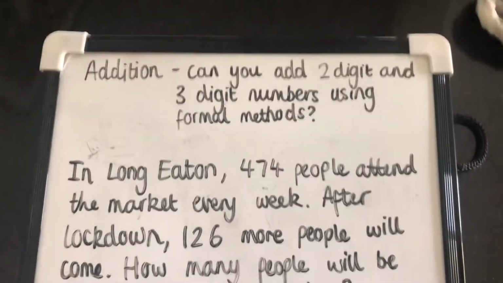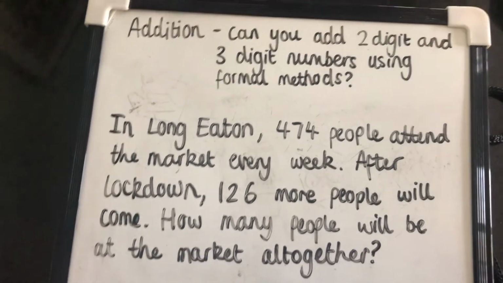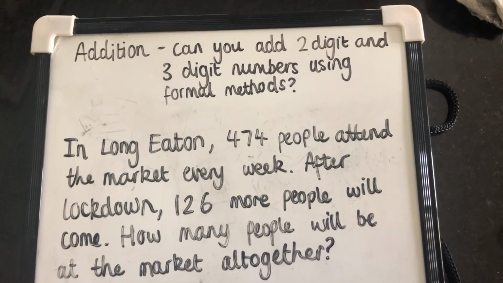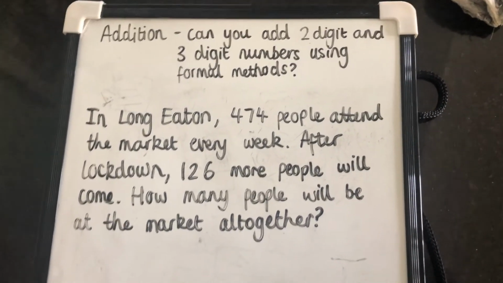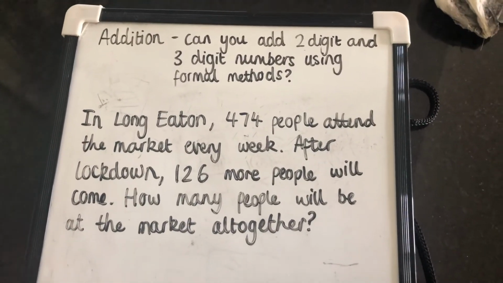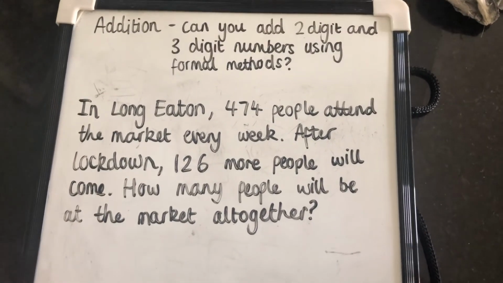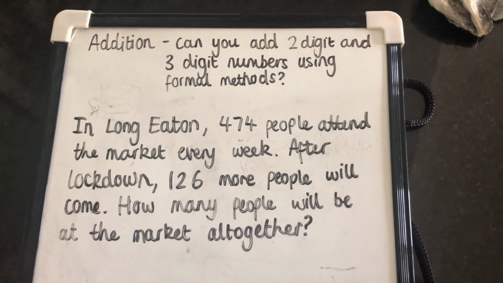Okay, so we've done our 2-digit and 3-digit numbers using our formal methods. We've tried the expanded column method and we've tried our compact column method. The compact one is more efficient and quicker, so it's really better that we do start to just use the compact one. So I've now got a word problem. This is the last bit of the video.